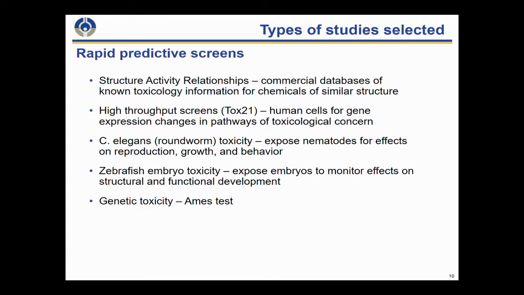So we came up with a series of studies, including some rapid predictive screens, including structure-activity relationships, high throughput screens, the Tox21 program that was nicely already described, so I don't have to go through that in any detail. But this uses human cells for gene expression changes and other indicators of response in pathways of toxicological concern. Roboticized methodology. We also looked at C. elegans toxicity, where you expose these nematodes and look at the effects on reproduction and growth and behavior. We looked at zebrafish embryo toxicity to monitor for effects on structural and functional development of zebrafish. We did some genetic toxicity assays, including the Ames test and a few others.